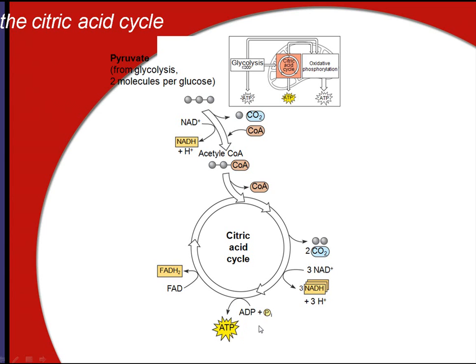Because this has to happen 2 times, we end up with a net gain of 4 CO2s, 6 NADHs, 2 ATPs, and 2 FADH2s.